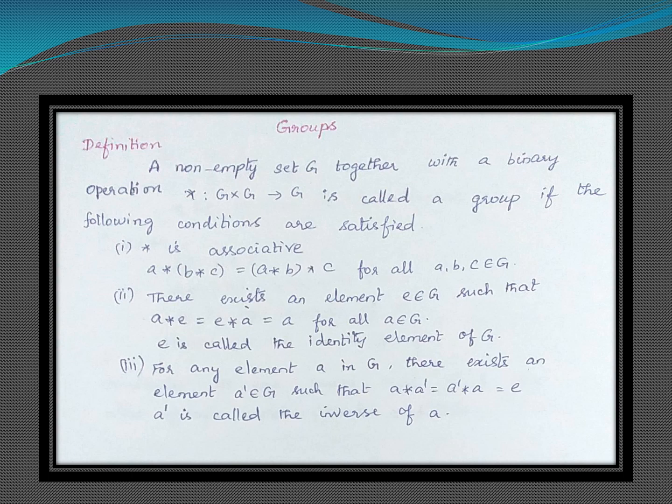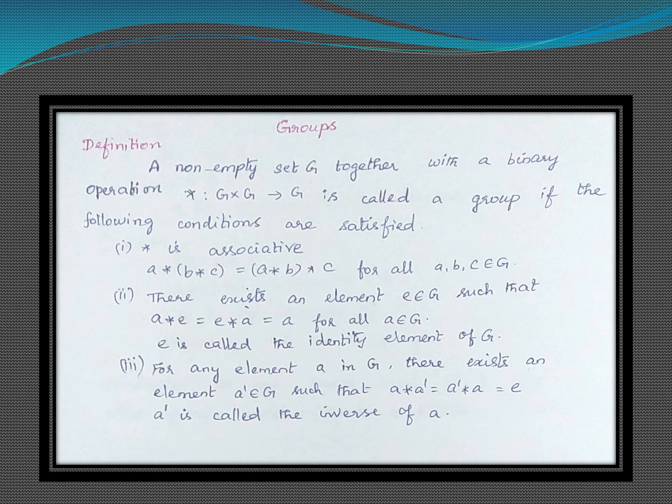To define a group, we need a non-empty set G together with a binary operation star, which is from G cross G to G. Binary operation means if you take two elements a, b belongs to G, then a star b is also an element in G. This star and G together form a group if the following conditions are satisfied.